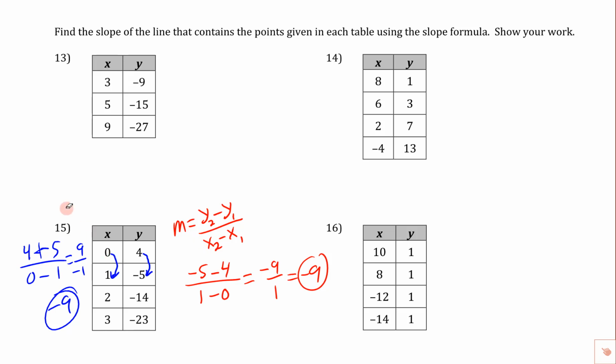What does not work is this. You want to make sure that you never do something like this. Don't do negative 5 minus 4 and then do 1 minus 0. That will not work for sure. All right, so that's a decent review of what we've done there. Go through and do these. Again, slope is really important. You've got to make sure that you have the formulas memorized and understand what it describes about the line.